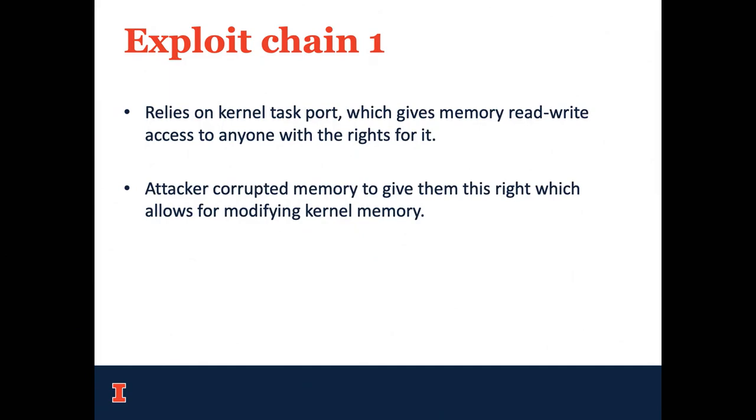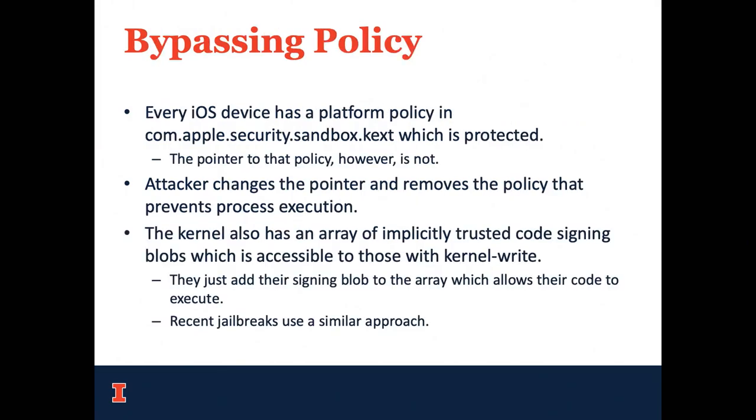They rely on a kernel task port to get read-write access to anyone with rights for it, which they give themselves rights for it, to corrupt memory, which, like I said, allowed them to write things into kernel space. There is a couple of other ways they bypass policy, and how they do that here is that every device also has a system platform policy that's in there. It's stored on the device in a protected area on the disk, so it can't be modified, but it's only made operational in memory. So if you have access to write into memory, then you could just change the platform policy directly in memory. Again, you don't have persistence, but on the iPhone, it doesn't really matter because few people ever actually reboot their iPhones.